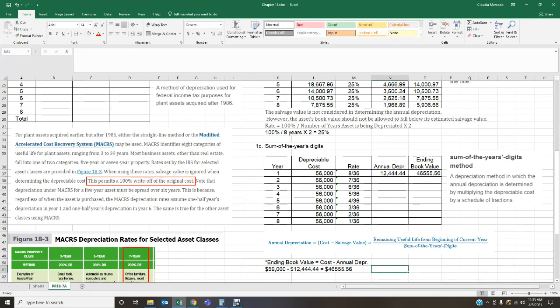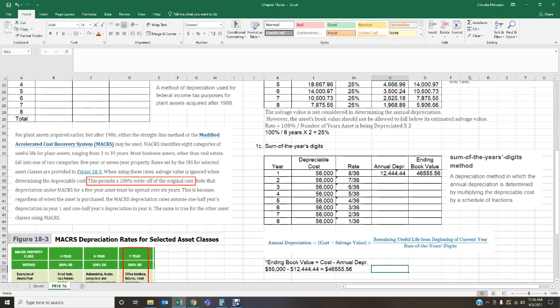So that's how you get your ending book value. And you do that only on year number 1, you start off with your cost. Okay. So that's how you do that. And then for year number 2, the depreciable cost is used in calculating the annual depreciation. The cost is used to calculate or determine the ending book value.